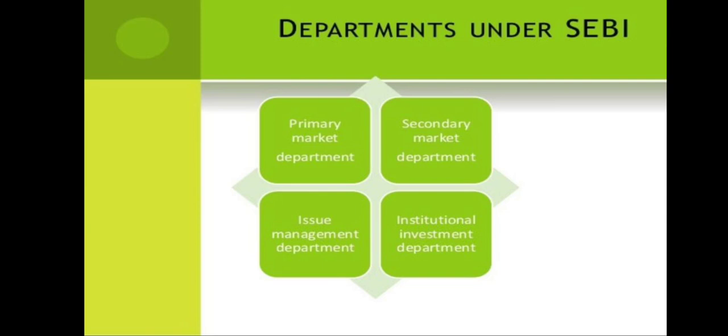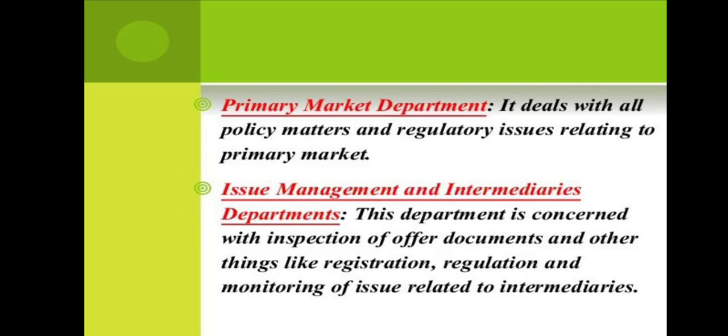Now we have the diagram of departments under SEBI. First, primary market department. Second, secondary market department. Third, issue management department, and last one, institutional investment department. So let's see in detail. First one is primary market department. It deals with all policy matters and regulatory issues relating to primary market.